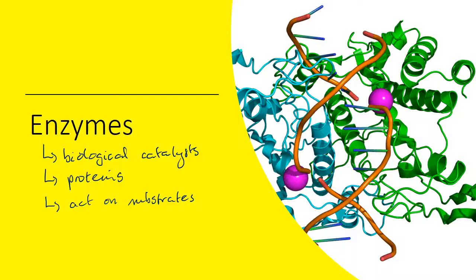And they have active sites. That's the site on the protein molecule of the enzyme that does the splitting up of the substrate, and these active sites are three-dimensional. That's what you need to know about enzymes in terms of what they are. This lesson is going to go into some more detail about the specificity of enzymes and also how they are inhibited.